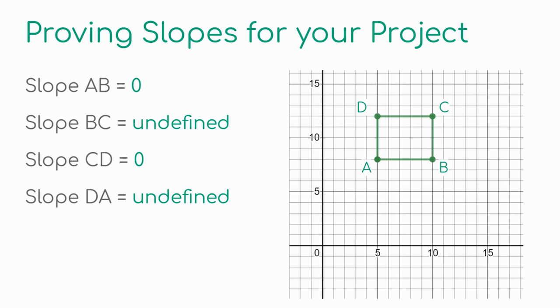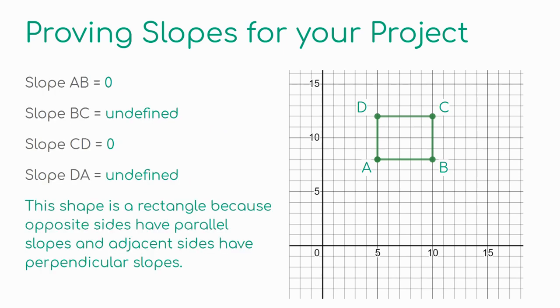So now I got to think, did I prove that this is a rectangle? So I proved this shape is a rectangle because opposite sides have parallel slopes. And you can see that because AB and CD are opposite and they have the same slope. BC and DA are opposite and they have undefined slopes. And adjacent sides have perpendicular slopes. So anytime I have two sides next to each other, such as AB and BC, those are perpendicular. Those are opposite reciprocals. So this is what you're going to be doing for your project.